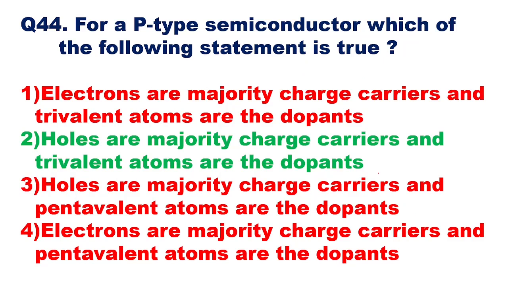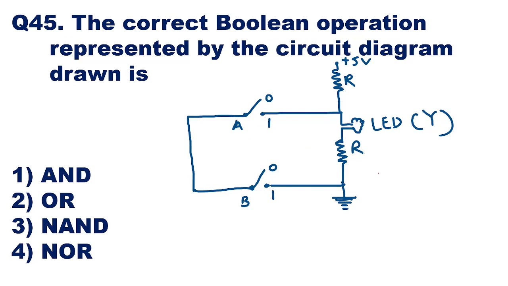Then we'll go to the next question, question number 45. The correct Boolean operation represented by the circuit diagram drawn is. That means what gate does this circuit diagram represent, whether it is an AND gate, OR gate, NAND gate, or NOR gate.